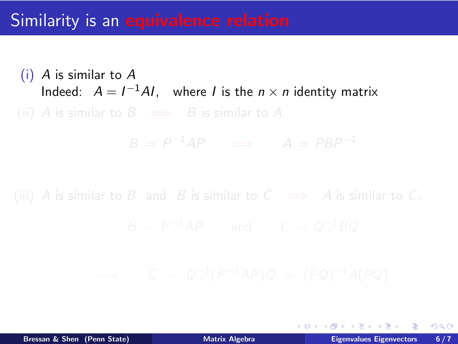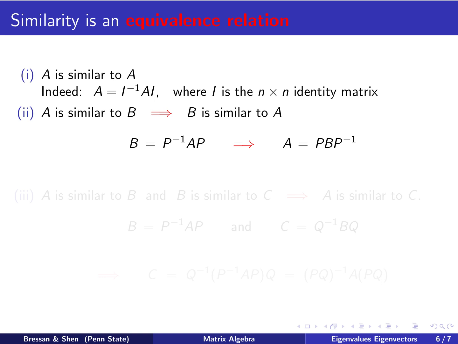Okay, so this similarity also leads to something called an equivalence relation. So here are some properties. First, a matrix A is similar to itself. You can easily verify this by seeing that A is the inverse of the identity times A times the identity. So take P to be the identity matrix and you easily have the relation. And then if A is similar to B, then B is similar to A. So it's symmetric.